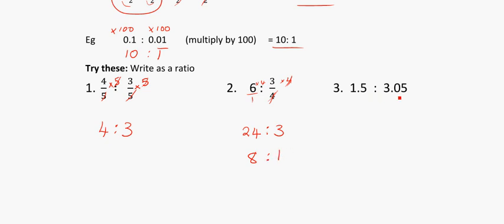And one more decimal, I've got to multiply each one by 100 to get rid of the decimal. And so you're left with 150 to 305. And if you put that in your calculator, or recognize they're divisible by 5, you get 30 to 61.